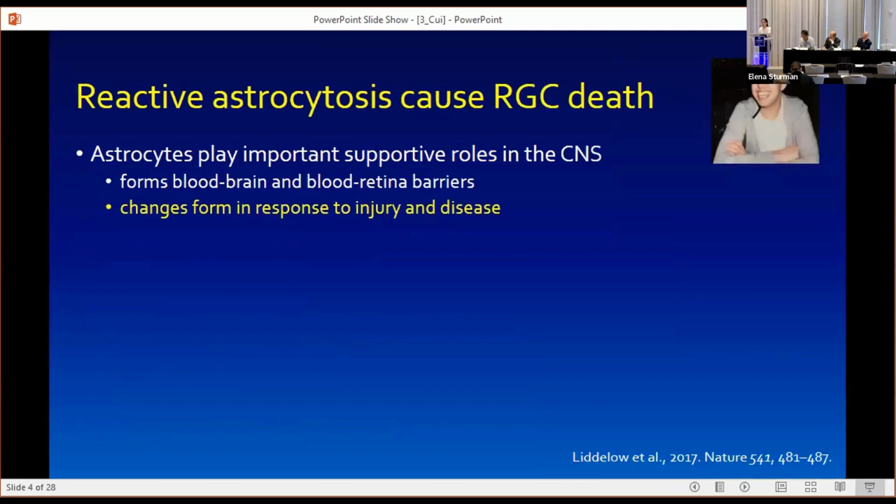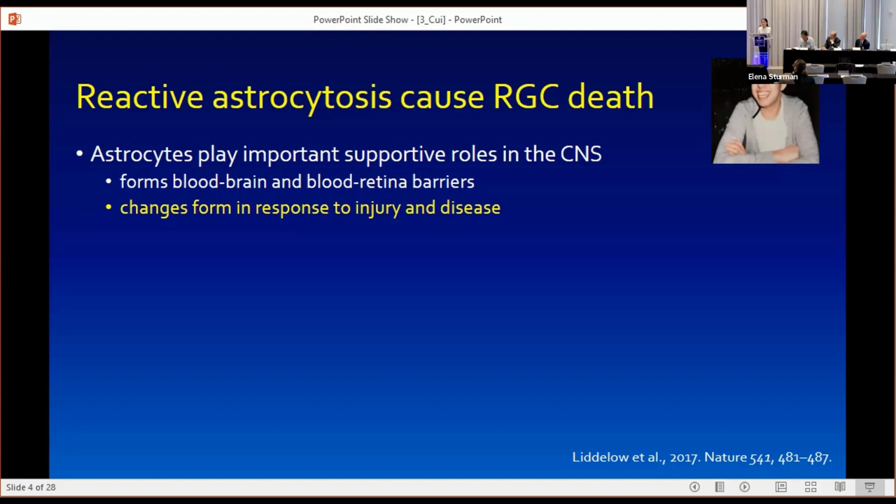So let's talk a little bit about why we care about GLP-1 receptor agonists, specifically in the setting of neuroinflammation and glaucoma. And this is all work done by Jacob Sterling, pictured here, who was an MD PhD student in my lab. As we know, astrocytes are the most abundant type of glial cells in the CNS, and they play many important supportive roles. They support neural metabolism and cellular function, and they also form the blood-brain and blood-retina barriers. And astrocytes, in a process called reactive astrocytosis, change form in response to injury and disease.